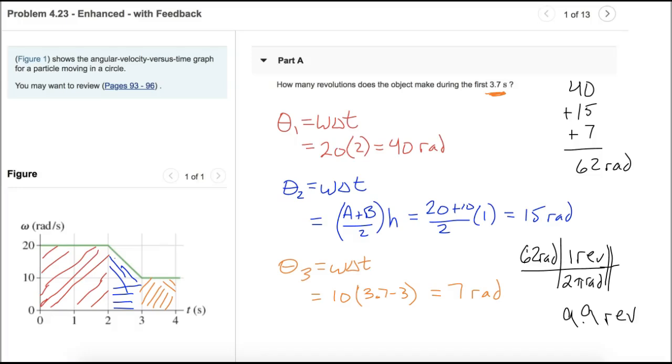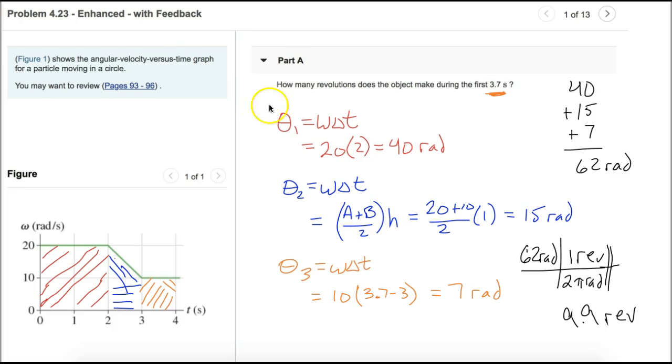Hey, this is Horner, and these are the uniform circular motion and non-uniform circular motion problems. So the first one here is 4.23, and this one basically just wants you to figure out how many revolutions the object makes that has the angular velocity versus time graph that you see here.